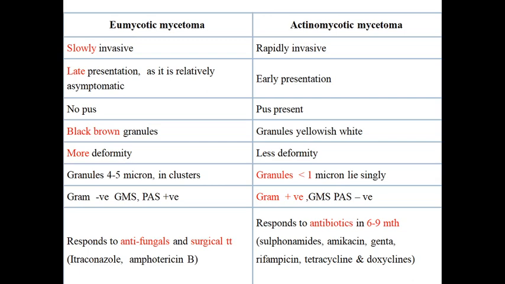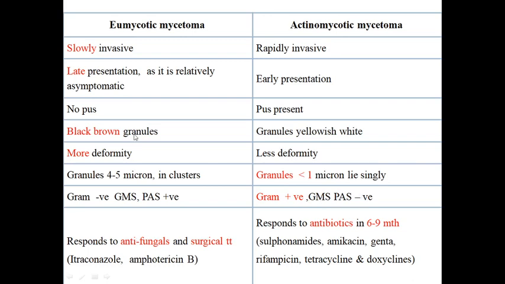As far as granules or grains are concerned, in eumycetoma they are macroscopic. They can be large, up to 5 millimeters, which can be visible to the naked eye. Whereas in actinomycetoma, they are microscopic. They are very small, so they cannot be seen without microscopy. And when we talk about Gram staining in fungal mycetoma or eumycetoma, it is Gram negative, but fungal stains, that is GMS and PAS stain, are both positive when we do the staining in the biopsy. And in actinomycetoma, they are Gram positive bacteria, and the fungal stains are negative.